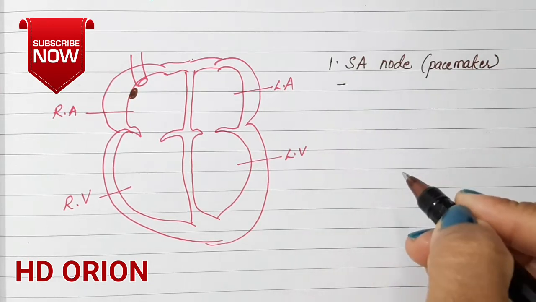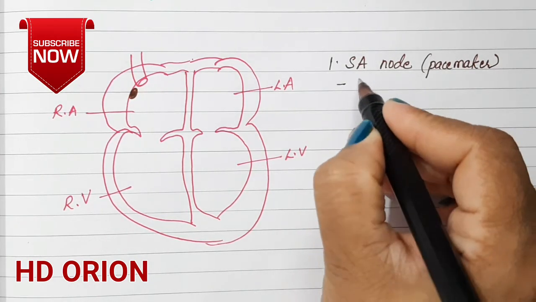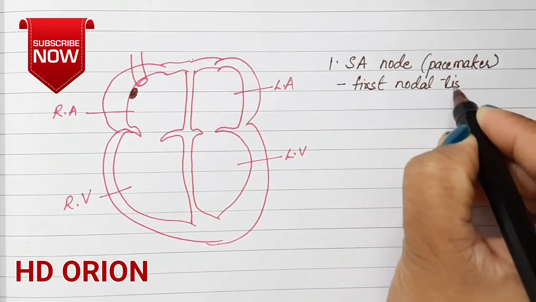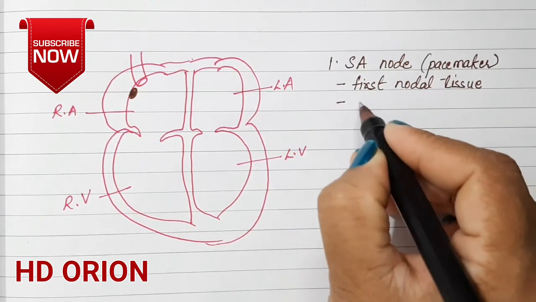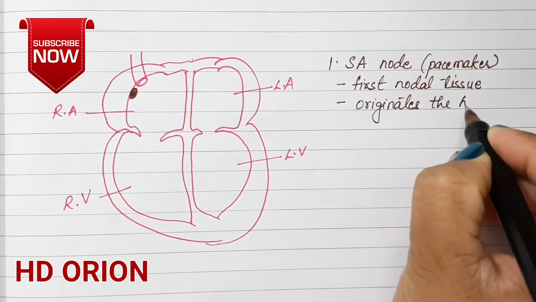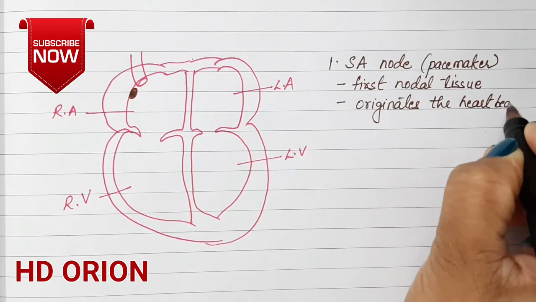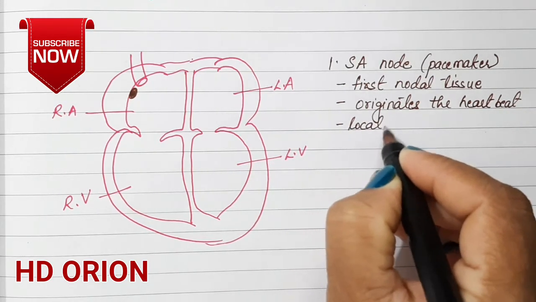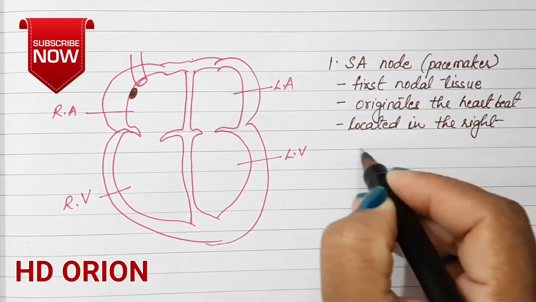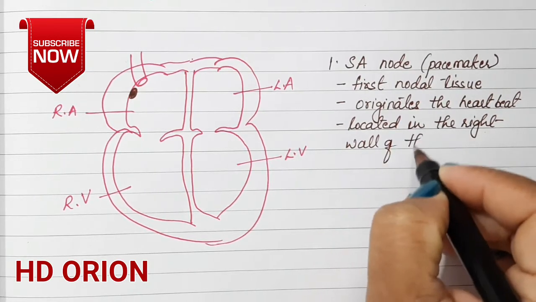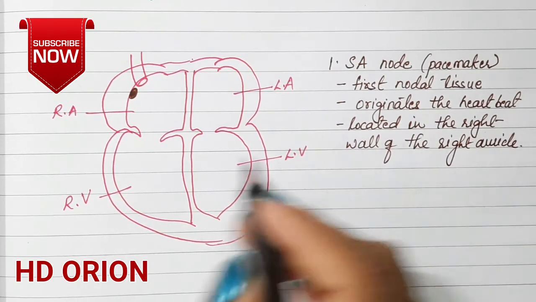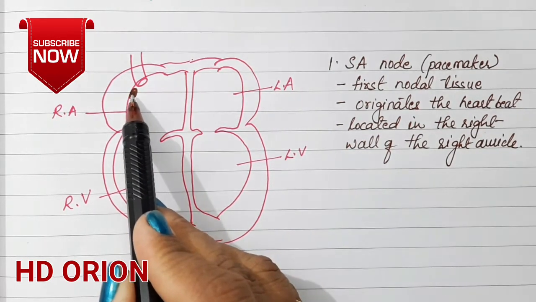Let us see the characteristics of the SA node. This is the first nodal tissue, and the most important thing is that it is the one which originates the heartbeat. The location: it is located in the right wall of the right auricle. So here it starts or generates the impulse.